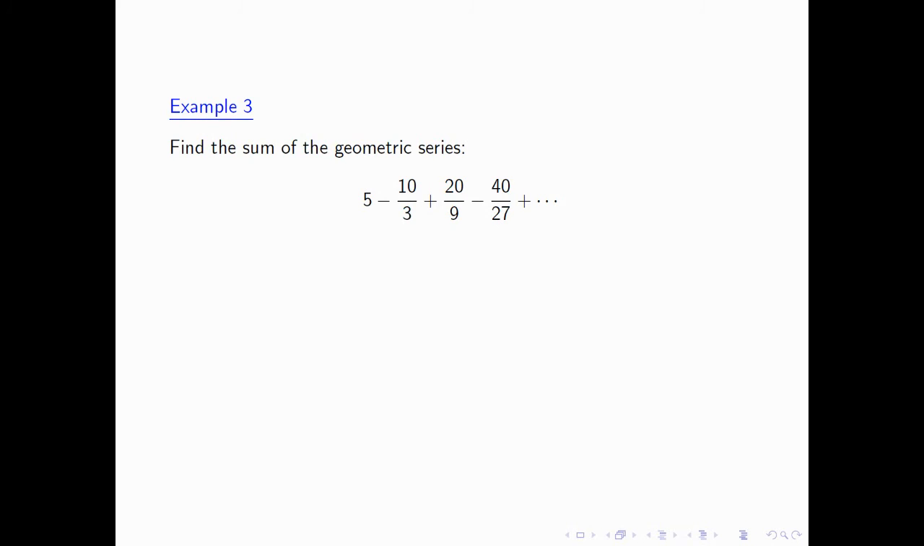Look at another example. Example 3. Find the sum of the geometric series 5 minus 10 divided by 3 plus 20 divided by 9 minus 40 divided by 27, and so on.